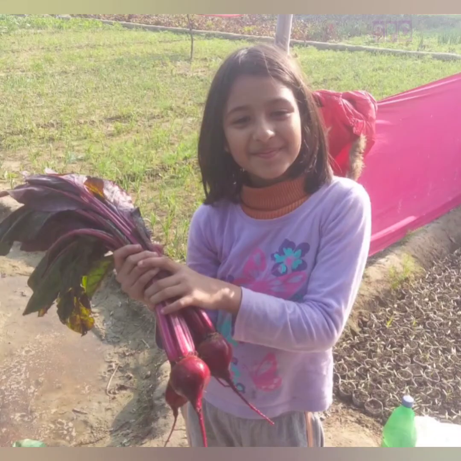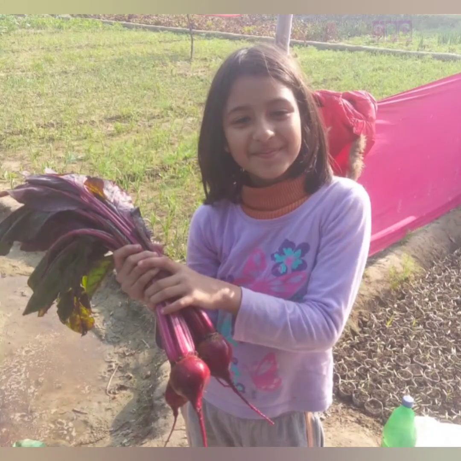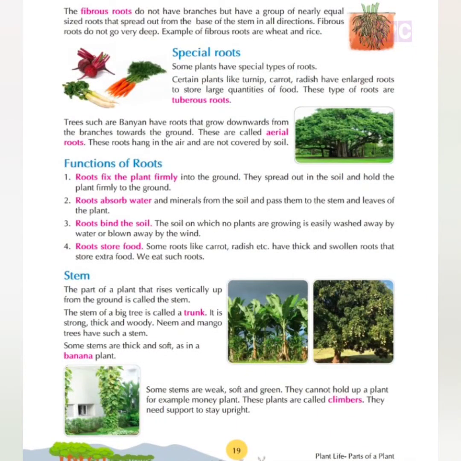Children, we all know that some special roots store extra food which is prepared by the plant. These roots are called tuberous roots, and we all love to eat such roots. Let's move on to the next part, which is stem.